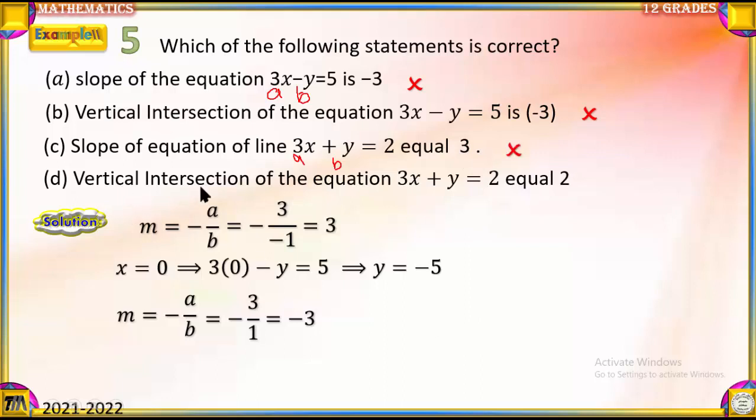In D, the vertical intercept of the equation 3x plus y equals 2: let x be 0, and then 3 times 0 plus y. 3 times 0 is 0, 0 plus y is y, equal to 2. That means the intercept is 2. That means D is a correct answer.